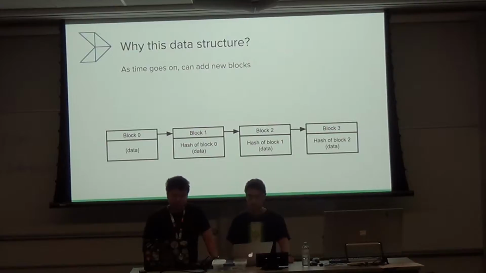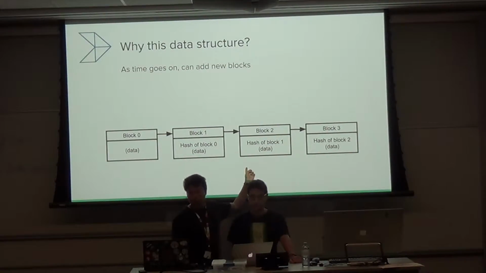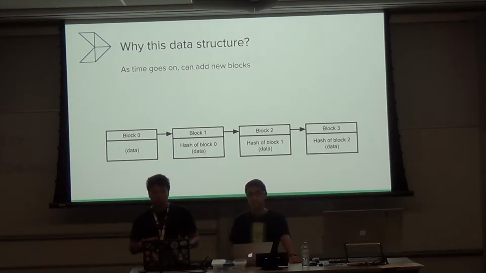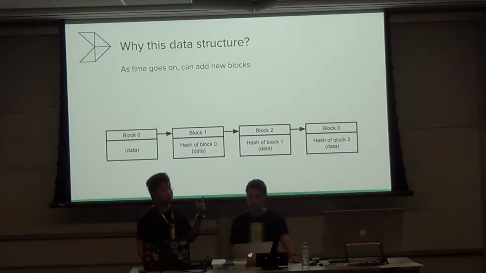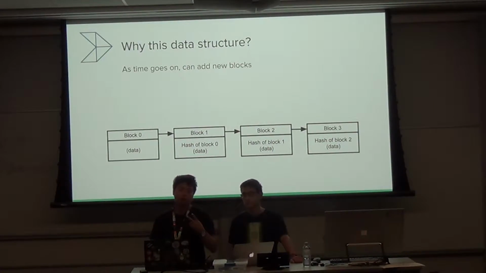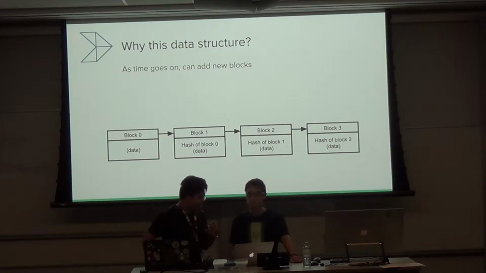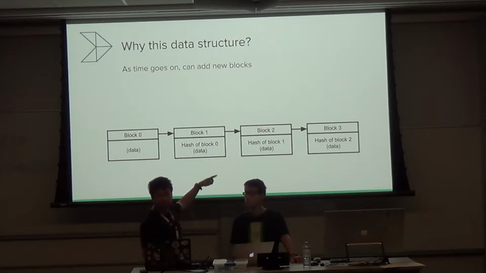Okay, after you have that new block, you can append it to the linked list right after block 2, so now you have block 3, and the result will be a new linked list where all the hashes match up and all the hashes begin with zeros. And those are the two conditions for a valid blockchain. So this linked list is a blockchain. That's it. That's what a blockchain is.